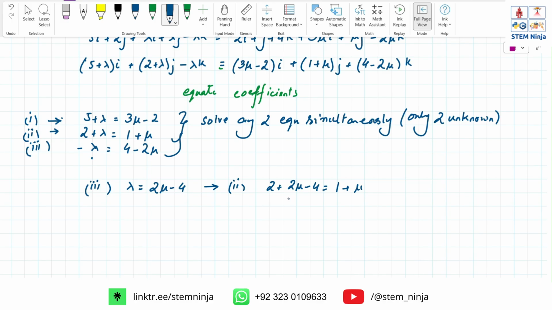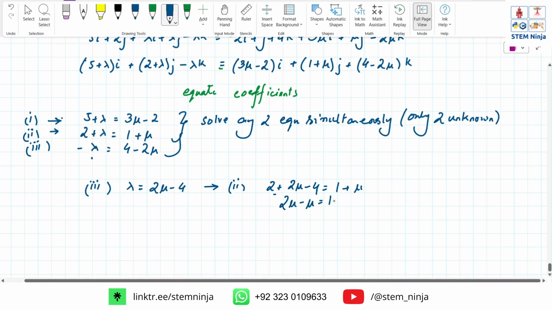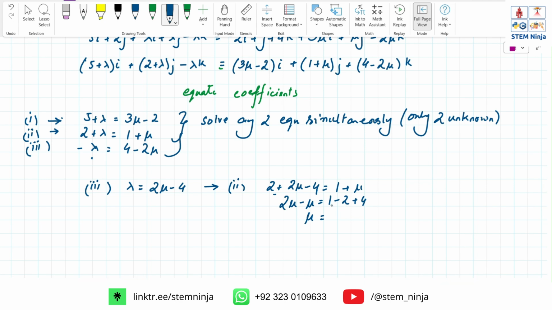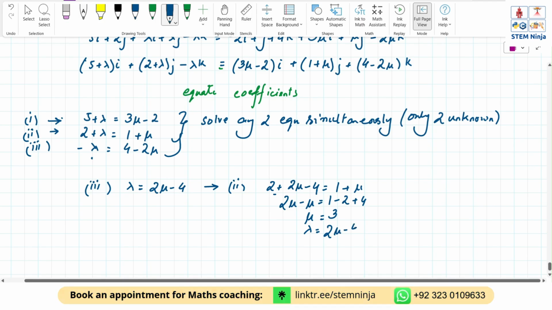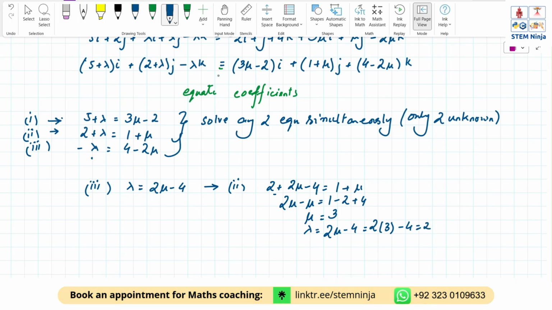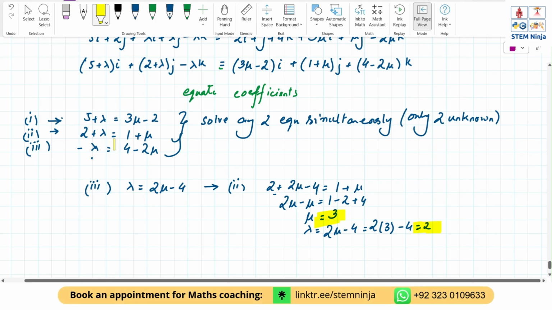So this is 2 minus 4, 2 mu minus mu, and 1. So this is mu equals 4 minus 2 is 2, 2 plus 1, 3. So mu is equal to 3, and lambda, which is equal to 2 mu minus 4, is 2 times 3, 6 minus 4, 2. Now we have both of these values, mu and lambda, so we just need to plug it into the third component.